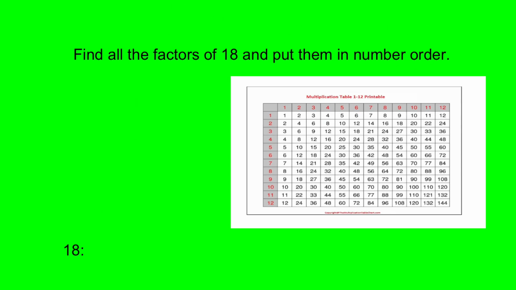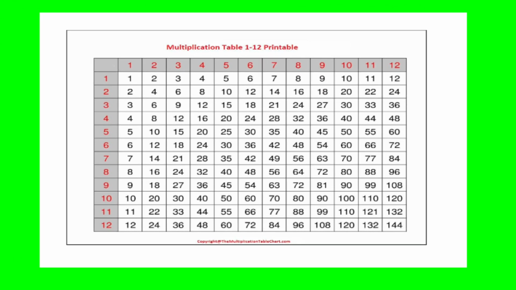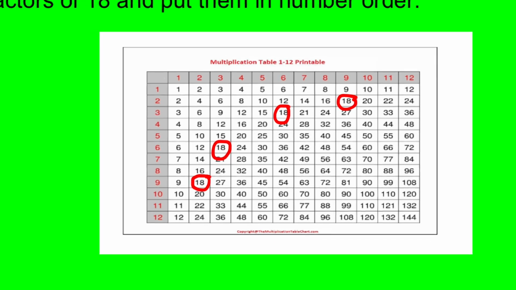Okay, and a couple more here. Another one. Find all the factors of 18 and put them in number order. Well, I'll look for all the 18s on the multiplication chart. I see one here, and I see one here. I see one here, and I see one here. And there's another pair as well, but we'll talk about why they're not on there in a second.